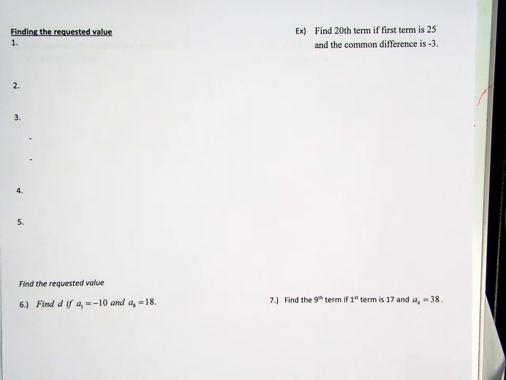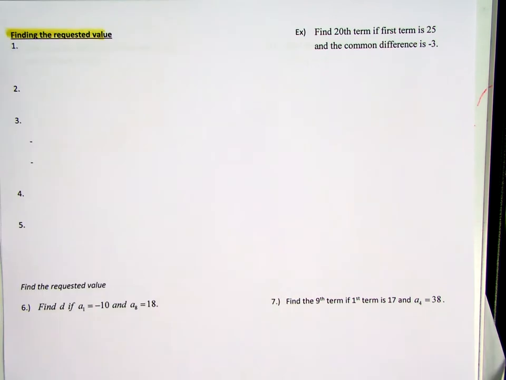Okay, this is a continuation of 13.3, part 1. Earlier in this one, we were talking about writing the equation for the nth term of an arithmetic sequence, identifying whether or not it's arithmetic. And now we're going to take that a step further and find specified requested values.